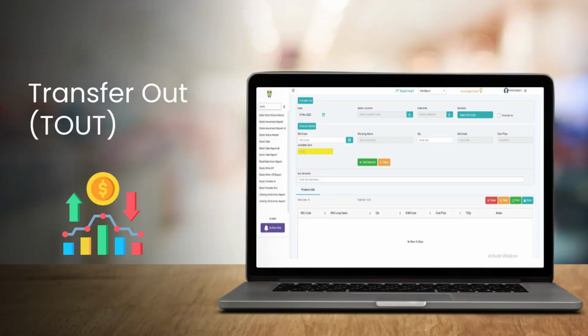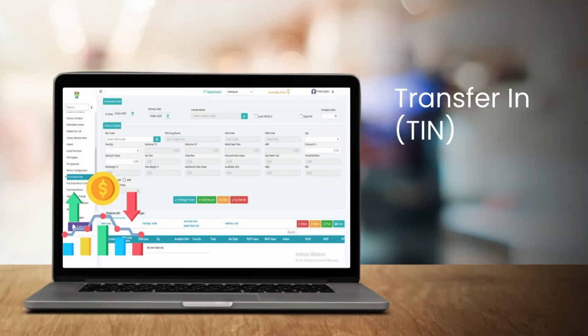Transfer out records stock sent from one location to another. It reduces stock from the sending store and keeps internal movements clean and trackable. Transfer in records the goods received from another location. It increases stock and completes the internal transfer cycle.